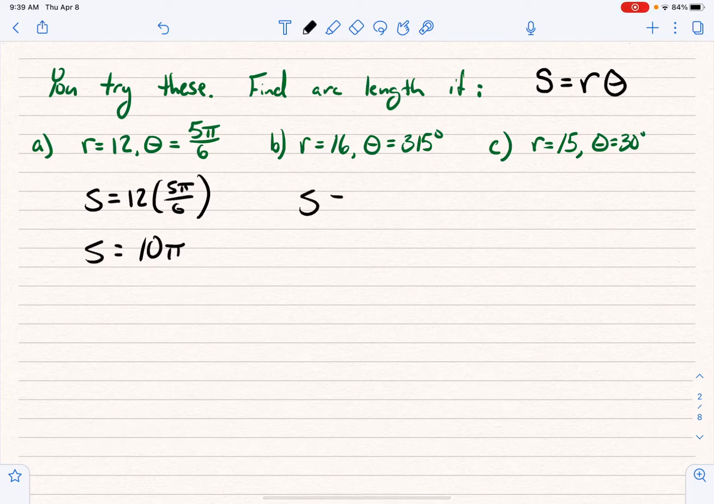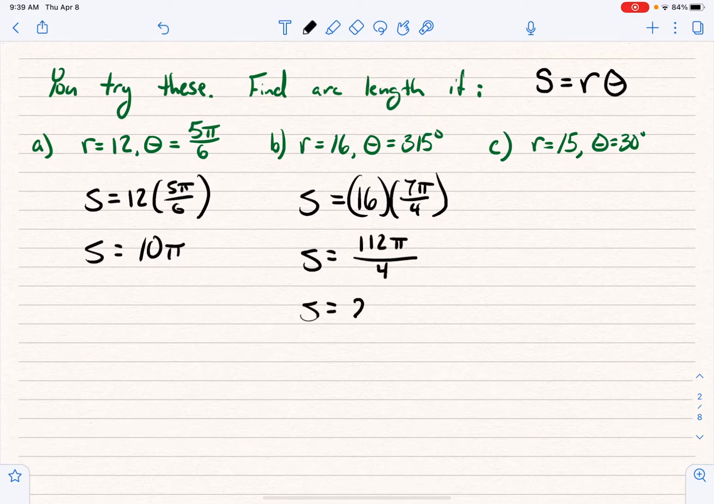Next one, you look at this one. Now we got to convert this. The radius is 16, but I got to think about 315. Well, I just gave that one away. That was 7 pi over 4. So therefore, 16 times 7 is what? 112. So you got 112 pi over 4, which is the same thing as 28 pi. Like I said, they're not always going to come out clean, but I gave you some nice ones.